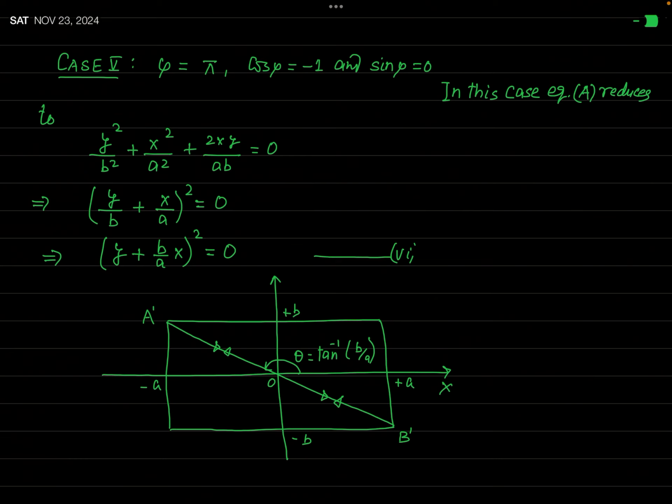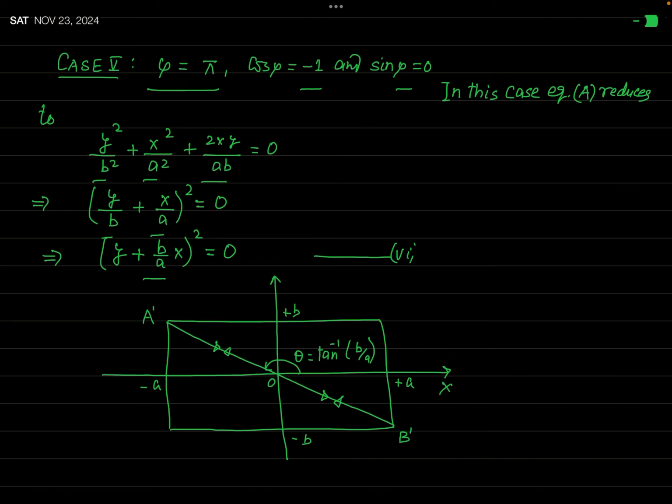Now finally we consider the case when phi is equal to pi, that is both the vibrations are just in opposite phases. In this condition, cos phi will be minus 1 and sin phi is 0. So what will be the resulting equation of motion? This will be y square over b square plus x square over a square plus 2xy over ab equal to 0. And so this can be written as a square of y over b plus x over a.